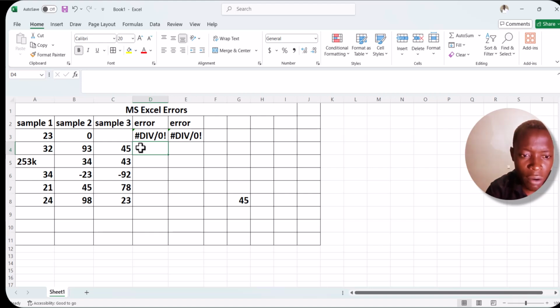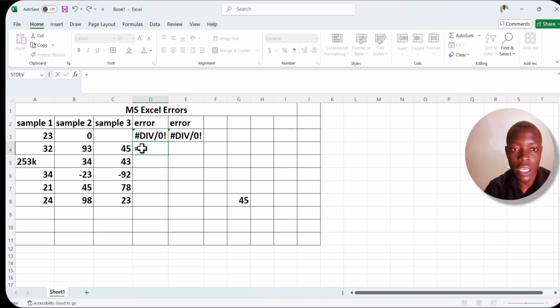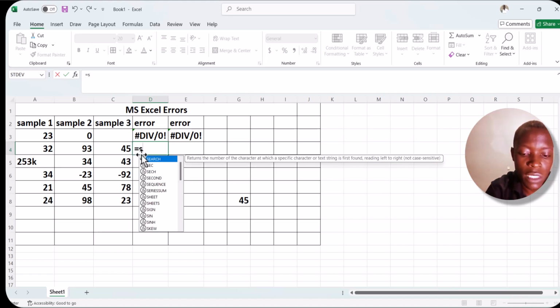Then the next error we are going to talk about is #NAME. What does #NAME mean? Let's say you are trying to type a function, say an equal sign. All errors appear with the first hashtag. That's when you get to know, oh, this is an error. So the next error you're going to look at is #NAME. When you are typing, let's say you are trying to add these numbers, but instead of SUM you type SIM.